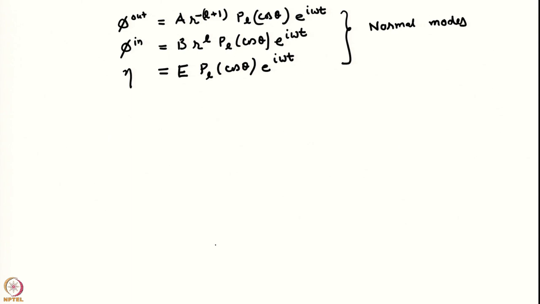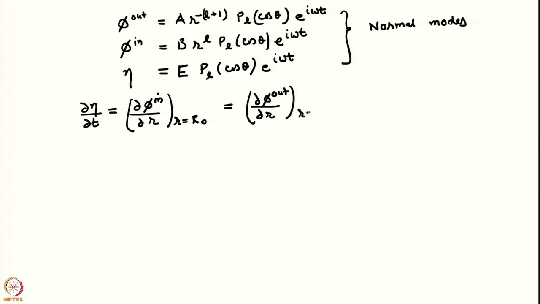We have to plug in these forms into our three equations. Two of these equations will come from the kinematic boundary condition, and the third one will be the pressure condition which we have just derived. So let us do that. So recall that our kinematic boundary condition, which we have already written, linearized kinematic boundary condition, is just this, evaluated at R naught.